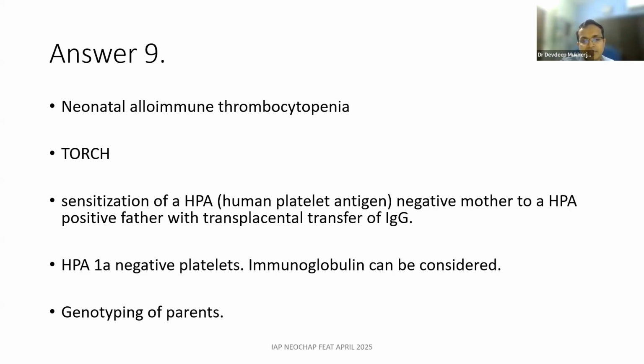So for subsequent pregnancies, you need to do a genotyping of parents and see what exactly is happening. A few of the HPAs can be tested, but all the 30 HPAs are not tested. So there are tests which look into a few of those, of which HPA-1A is the most common, that too in the European population. We don't have robust Indian data.